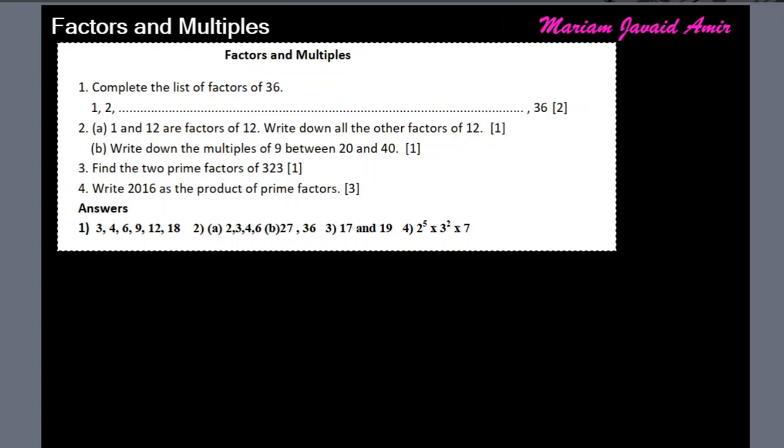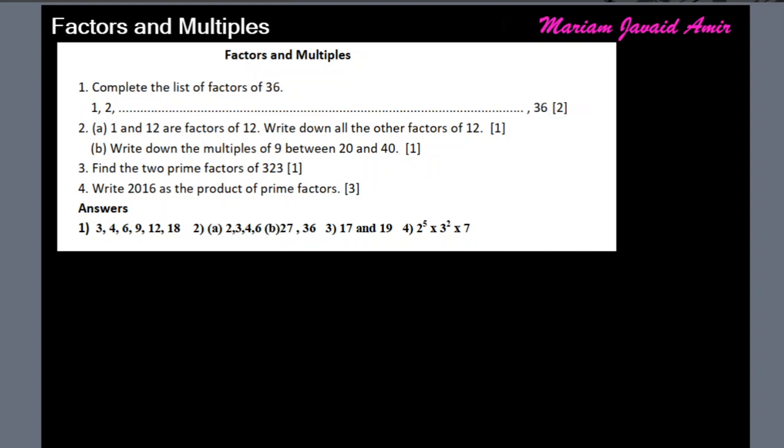Everyone, we're doing a worksheet on factors and multiples. You can find the worksheet in the description, with the link to the worksheet. Alright, let's jump on to the first few questions.